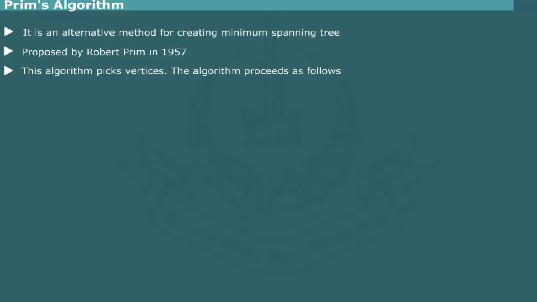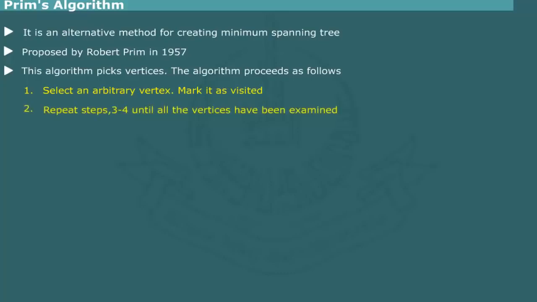Step 1. Select an arbitrary vertex. Mark it as visited. Step 2. Repeat steps 3 to 4 until all the nodes have been examined. Step 3. Find an unvisited vertex which is connected to any of the visited vertices and has the smallest weight.